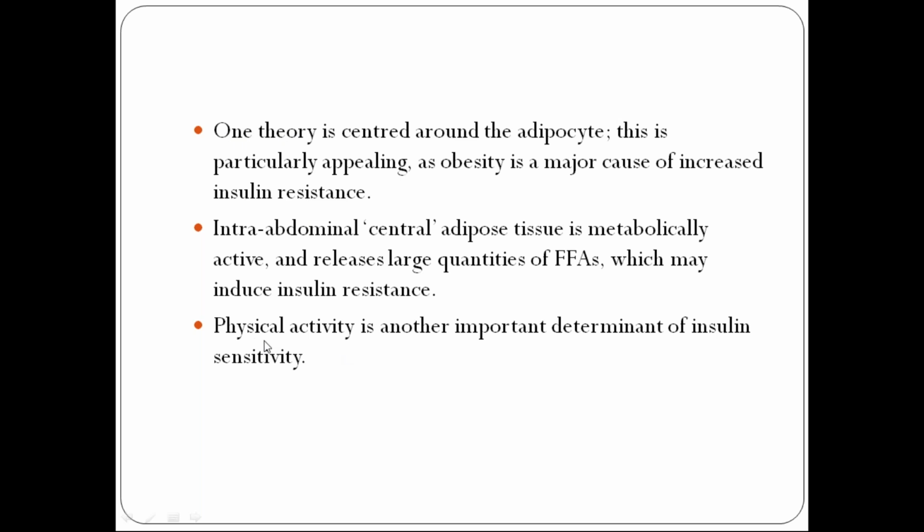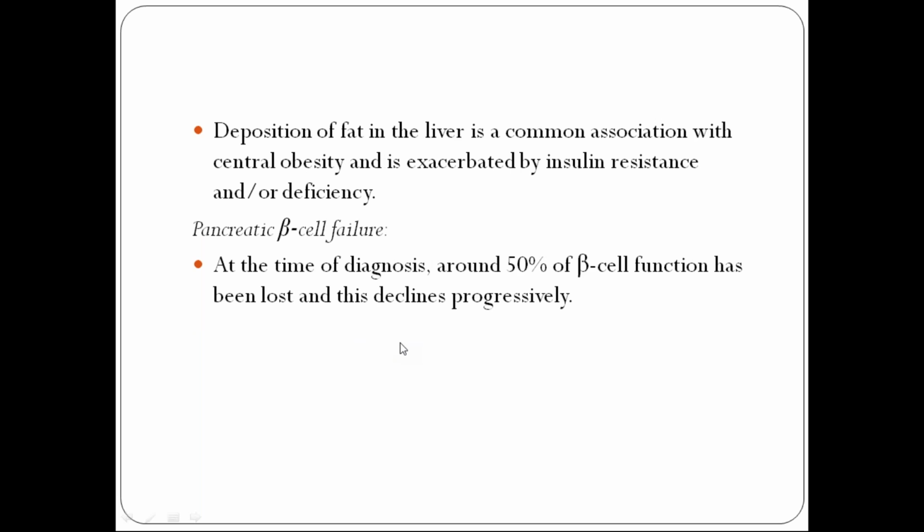Another thing is that decreased physical activity is an important determinant of insulin sensitivity. Immobility also causes insulin resistance, and there will be more and more fatty acids within the body. So there will be deposition of fat in the liver, associated with central obesity and exaggerated by insulin resistance or deficiency. Gradually there will be beta cell failure. At the time of diagnosis, around 50% of the beta cells will be lost, and their function declines progressively.